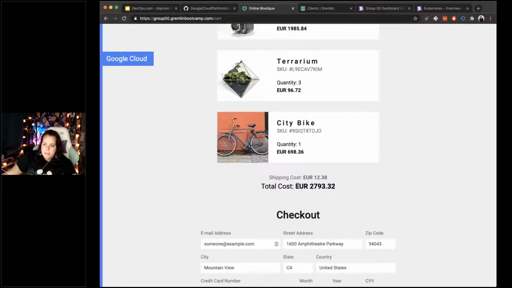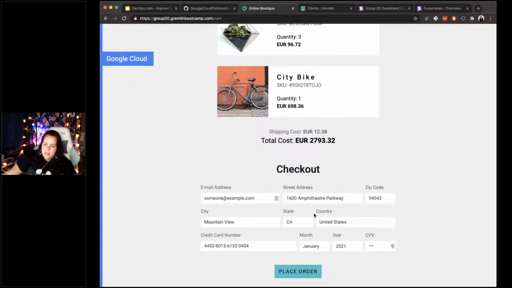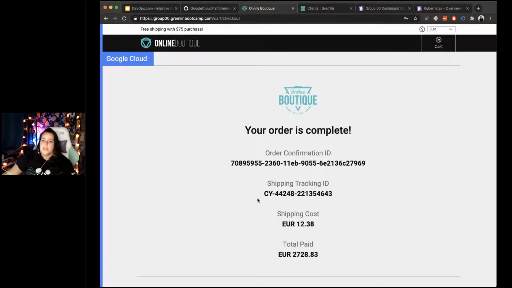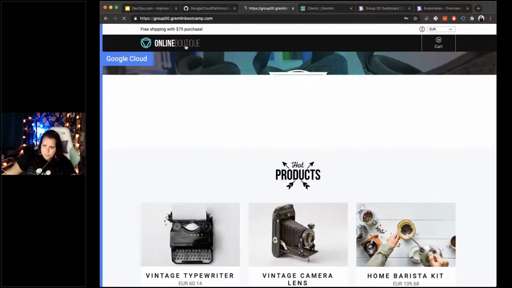It has my shipping costs, how much it's going to cost in euros. All my checkout information has already been filled out. I place my order and my order is complete. There was no latency, there were no images that did not load up or anything. Everything was pretty seamless for the user.